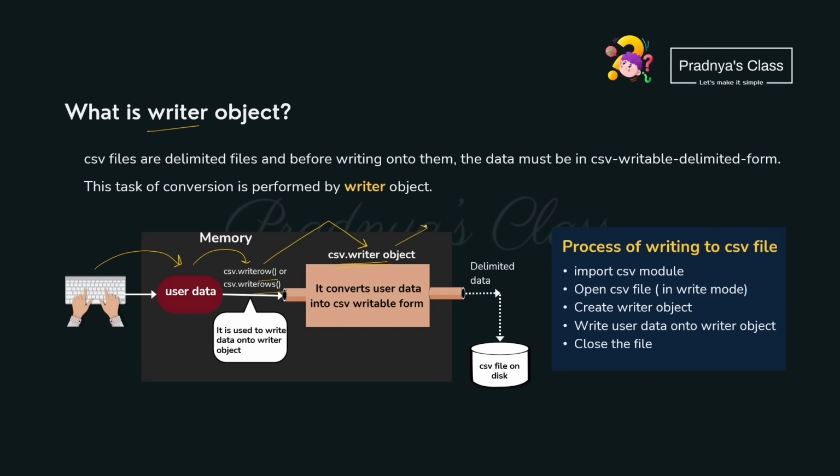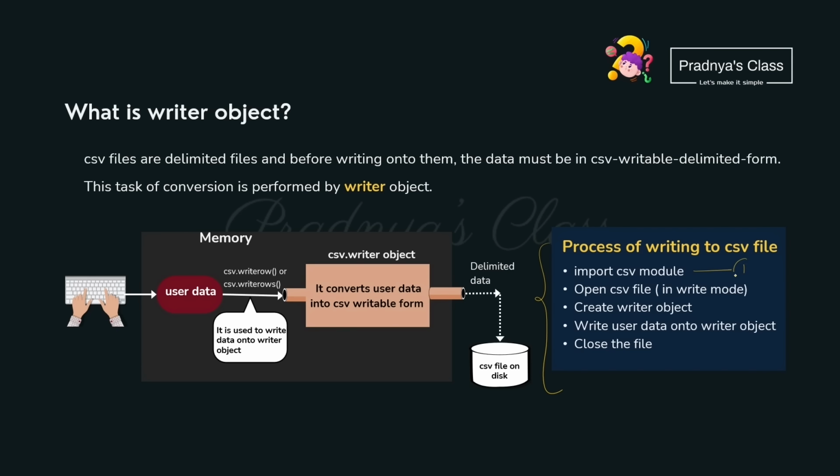Writer object will convert the data to the delimited data. Delimited data means fields will get separated by commas. And that formatted data then will get written onto the CSV file. For writing data to the file, we are gonna follow this process.